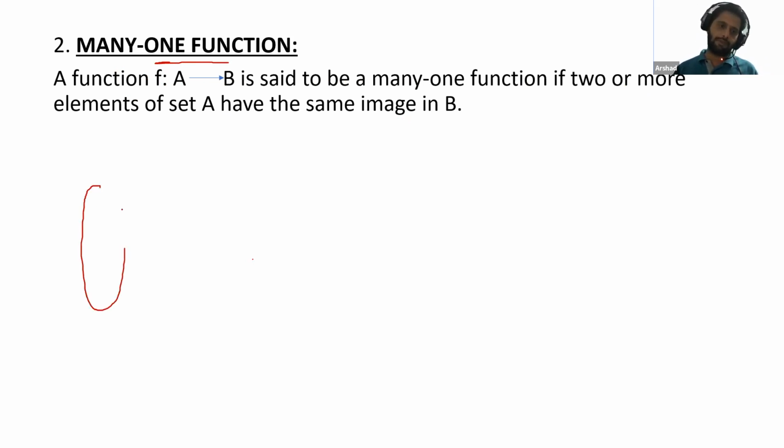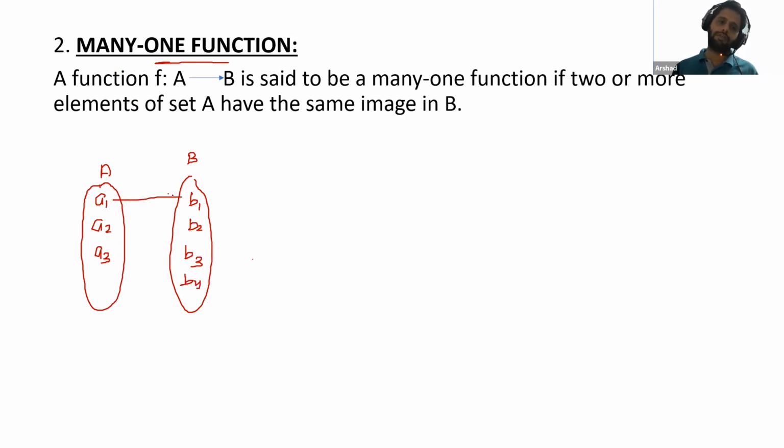Suppose we have taken the first set as A, and the second set as B. We have a1, a2, a3. Suppose we have b1, b2, b3, and let this be b4. Suppose a1 is associated with b1, a2 with b2, and a3 is also linked with b2. So here two elements have the same image, that's why this is many one. So the opposite of one one is many one. In one one you have a different image for different elements. In many one you have the same image for one or two elements.